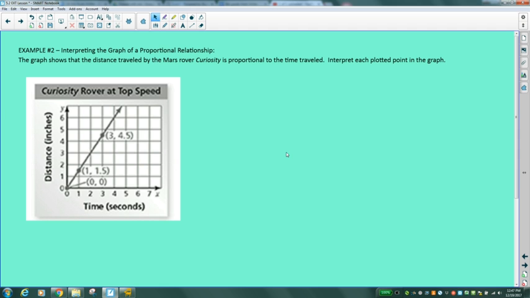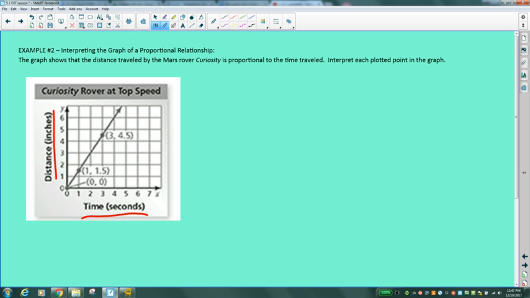If I look at the table or the graph, I notice that it's talking about the time in seconds, which is your x-axis, and your distance in inches, which is your y-axis. So it's talking about the speed of the Curiosity rover, as fast as it's going, because that's the top speed, and it's comparing time and distance. Each point that's plotted, I need to interpret what it means.